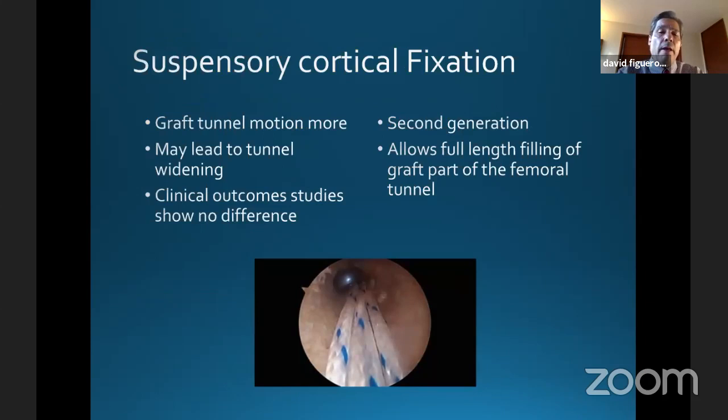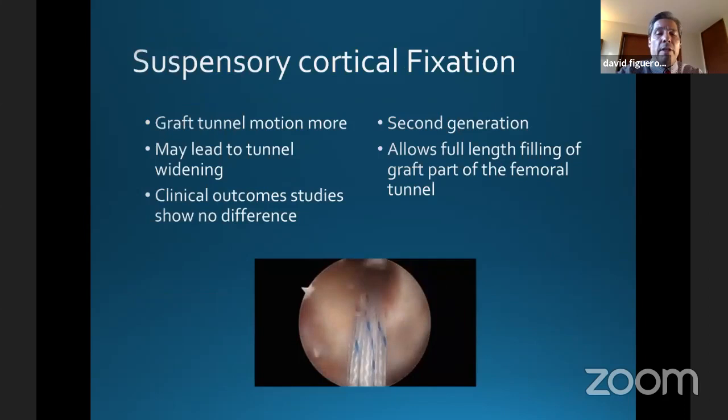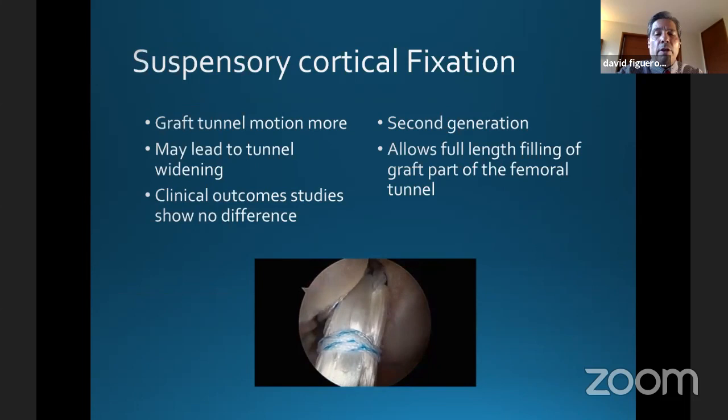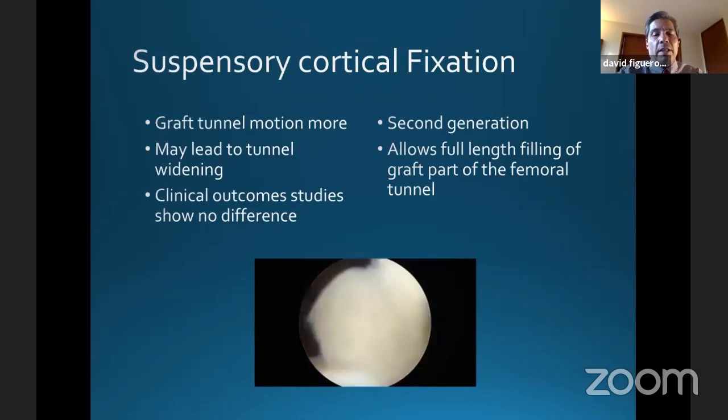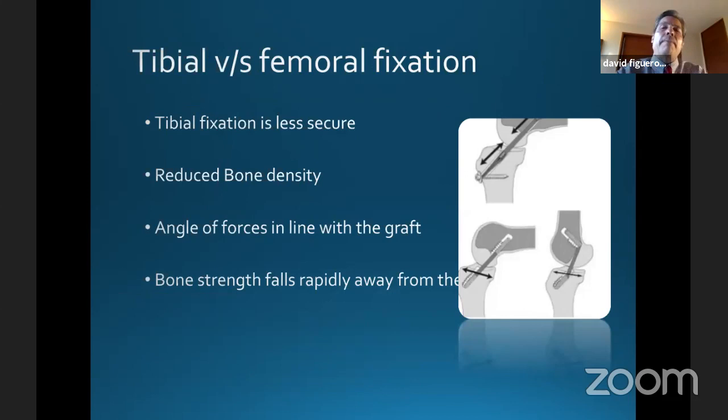I use this suspensory cortical fixation of second generation that allows full length filling of the graft part of the femoral tunnel, filling the complete socket. So that's the main advantage of this generation of fixation. You can see as the graft displays in the socket and goes far enough to permit a close fit position inside the tunnel. Probably tibial fixation is the weakest in terms of less secure bone density, the angle of position, and other issues.